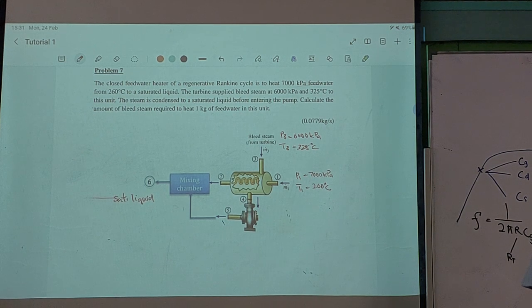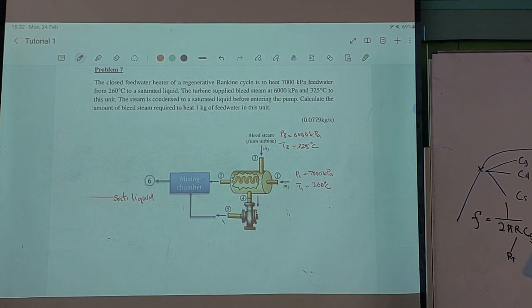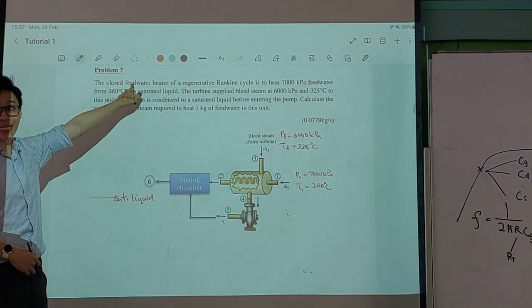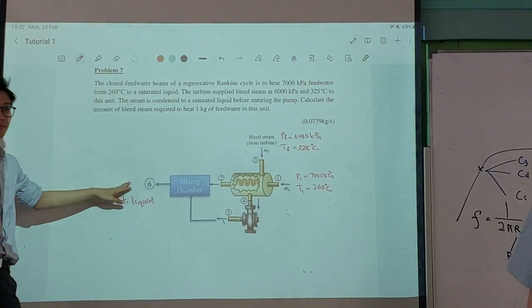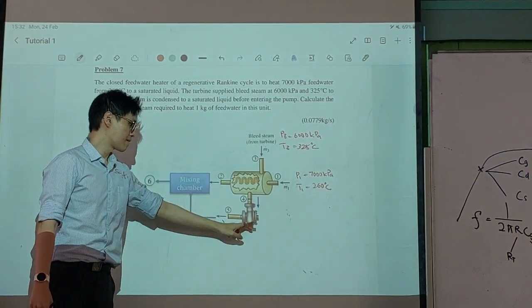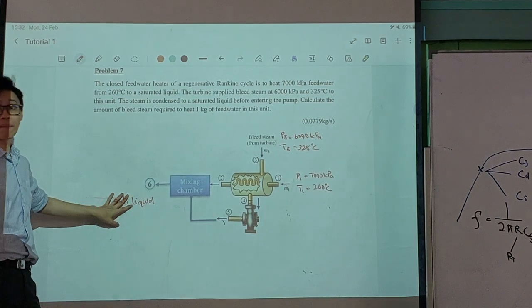Alright, so for this one, you can see that this is actually a closed feed water heater. So unlike the previous one, this is a closed version. In the open feed water heater, we mix both of the inlets. That's why they always join at the same pressure. But in this case, because this is a closed feed water heater, they don't mix. So what happens here is this will just go through all the way. This will come here, then we pump it back to the same pressure, and only then they mix.